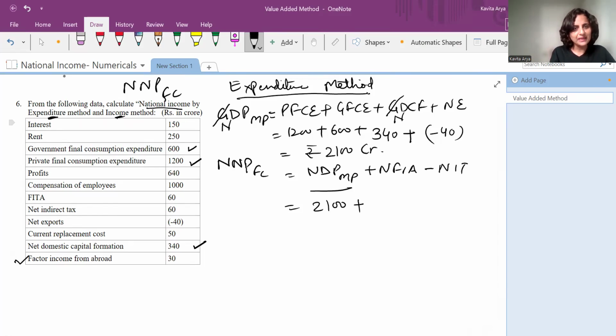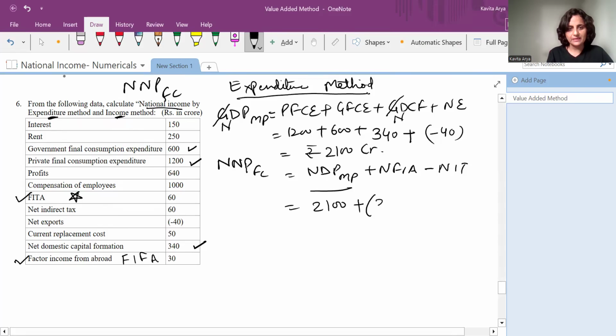See, again something special for you. What is theta? You should be well aware of the terminologies given to you. Theta is factor income to abroad. They have given me factor income from abroad in expanded format, and this is nothing but FIFA. FIFA minus theta gets you NFIA. So please be mindful of all the short forms also.